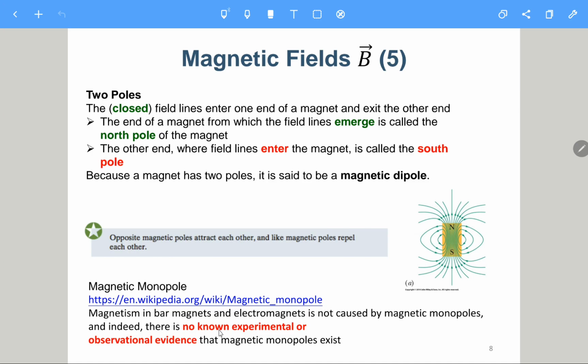Although physicists try really hard to find whether it can really form a magnetic monopole, so far there is no known experimental or observational evidence that magnetic monopoles exist. And of course in chapter 33 we will learn the Maxwell equations. Actually, you have already learned one of them. It's called Gauss's law.